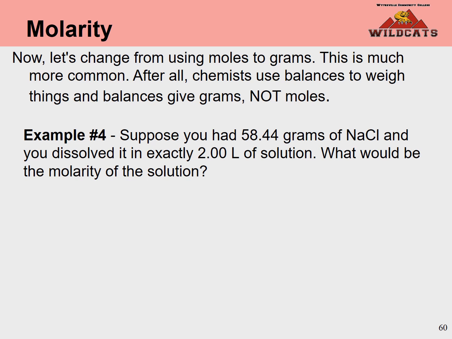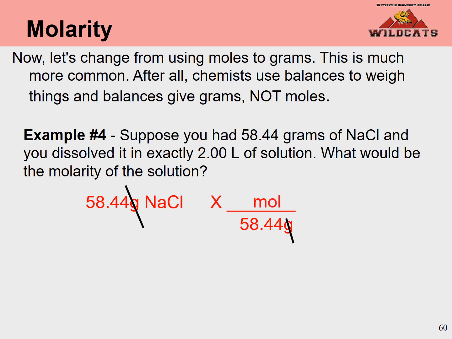Now let's change from using moles to grams because, quite frankly, I don't have any mole balances in the back of my lab. So it says, suppose you have 58.44 grams of sodium chloride and you dissolve it in exactly 2 liters. This kind of sounds like the problem we started out with, the very first slide. So I'm going to take 58.44 grams of sodium chloride. Remember, we're going to convert from grams to moles. We divide by the molar mass. We did a lot of that in the previous section to come up with the mole ratios for empirical and molecular formulas. So the molar mass of sodium chloride is 58.44. That's showing up a lot because it's something we use a lot.